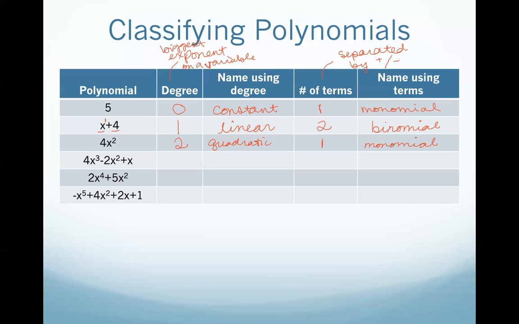Okay. In our next polynomial, let's look at the number of terms first, so that you can see they're not dependent on each other. The number of terms, I have 1, 2, 3 terms. If I have a bicycle, but instead of 2 wheels, it has 3 wheels, I call it a tricycle. This is a trinomial.